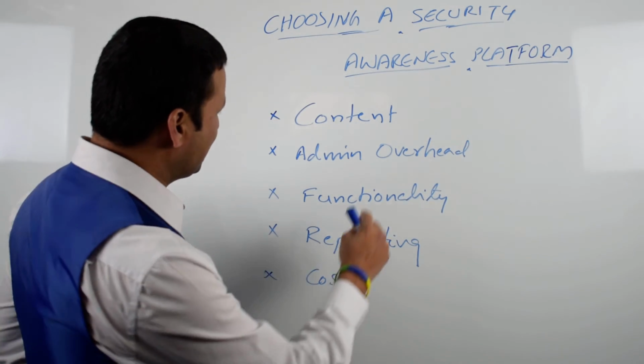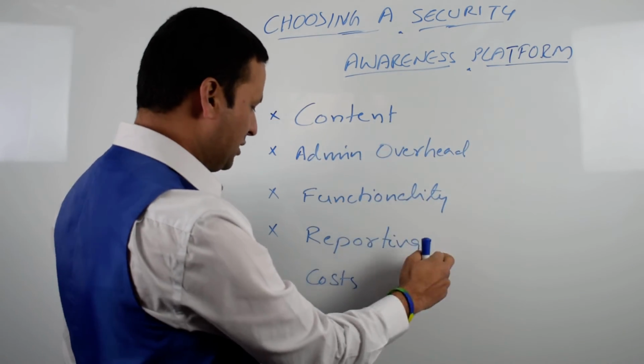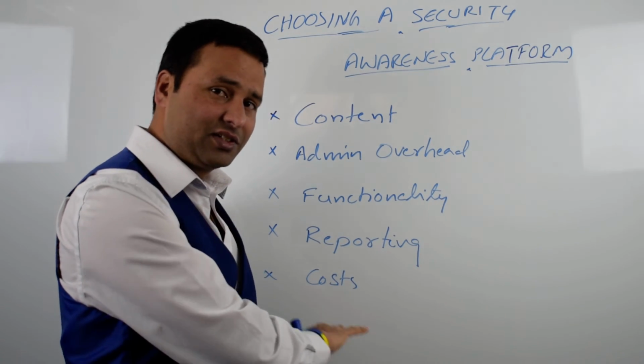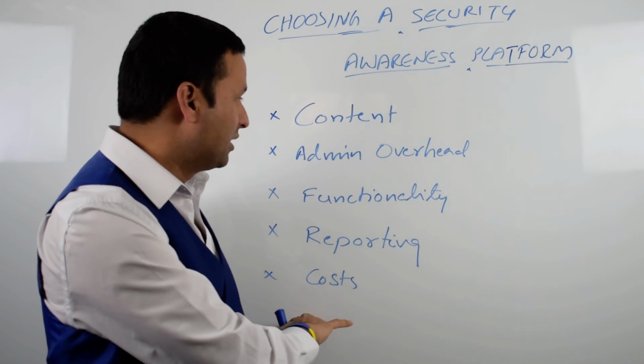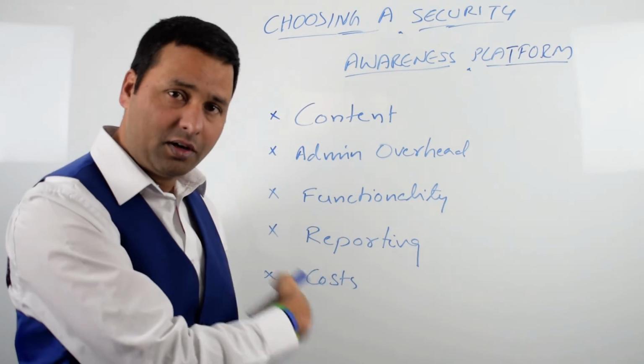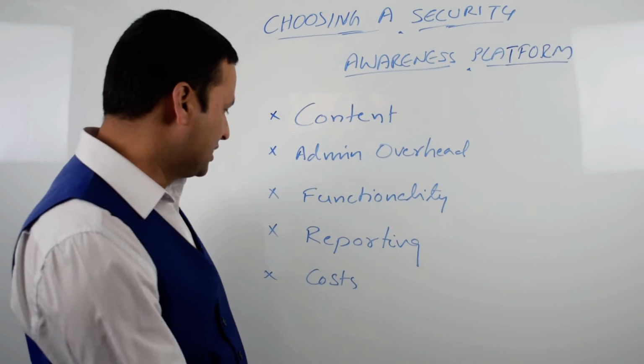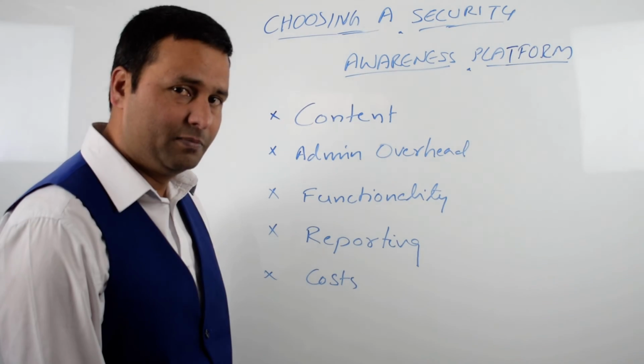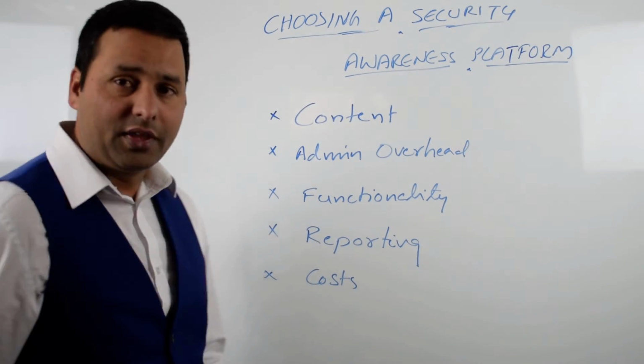So that's essentially content, admin overhead, functionality, reporting, cost. These are the 5 things you need to cover when you're looking at buying a security awareness platform. Hope that helps. Thank you very much.